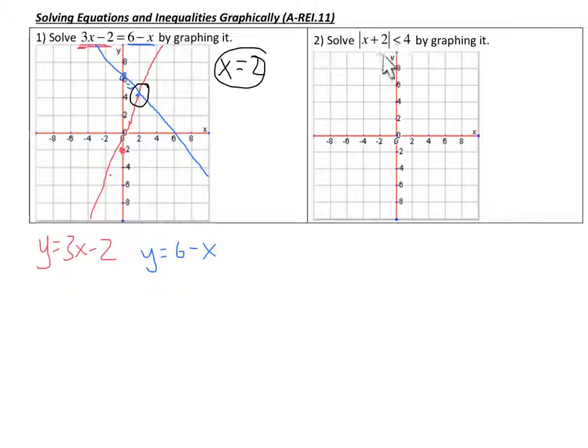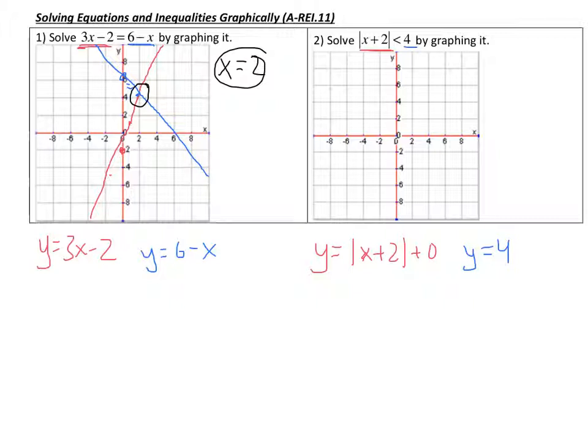For this particular harder problem, let's make our two equations. Our first equation is going to be this one. It's an absolute value graph. So the absolute value graph would look something like this. And we'll put a plus 0. So that's the first one. And then we're going to graph this, which is y equals 4. So we're going to graph those two graphs.